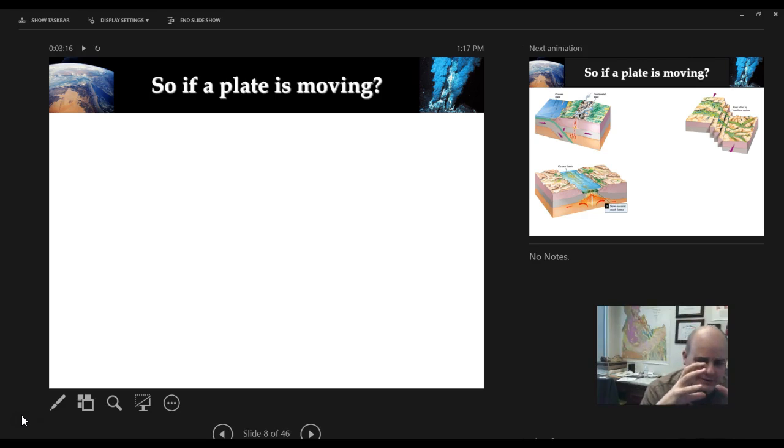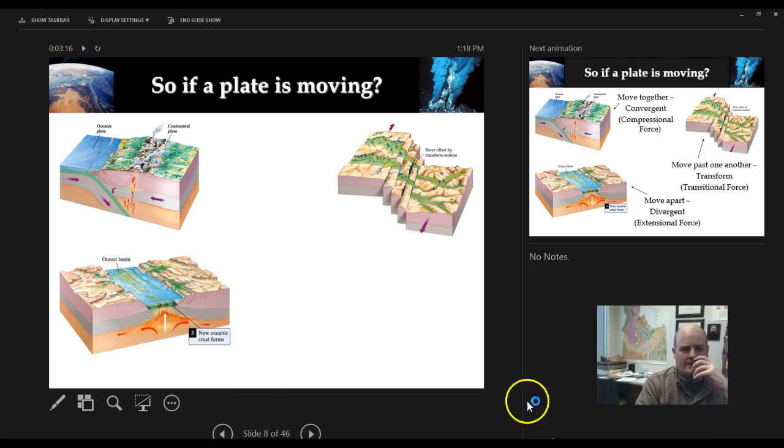So if we have a sphere with these little rigid plates on the outside of it, they can really only move in three different ways. You could have them move side by side from one another, and that would be what we call a transform boundary. That would be this guy right up here.